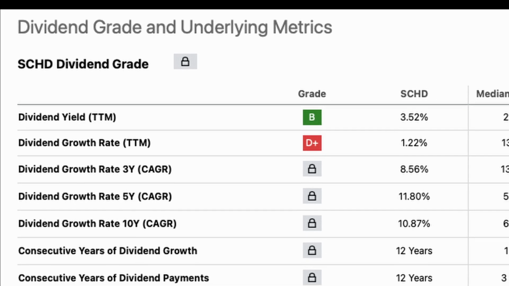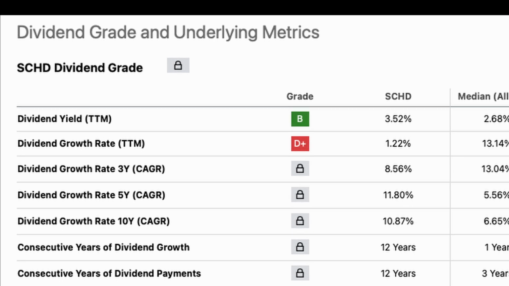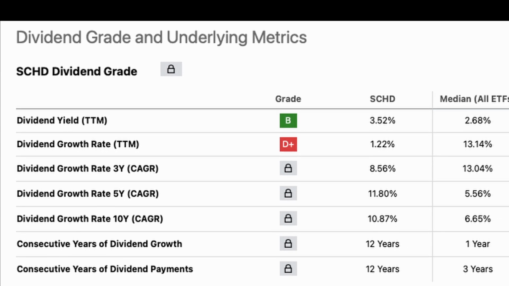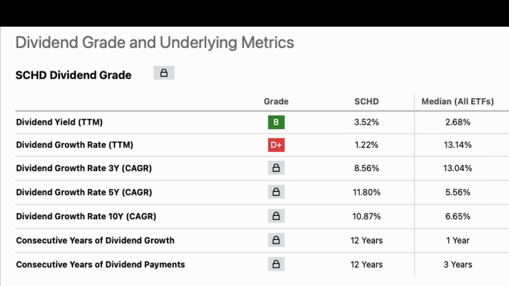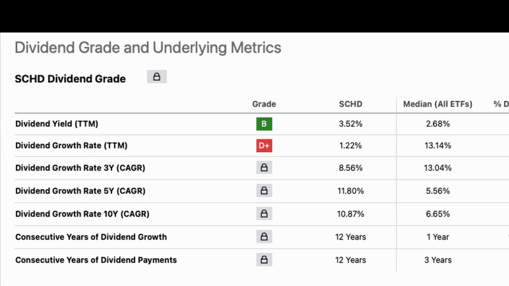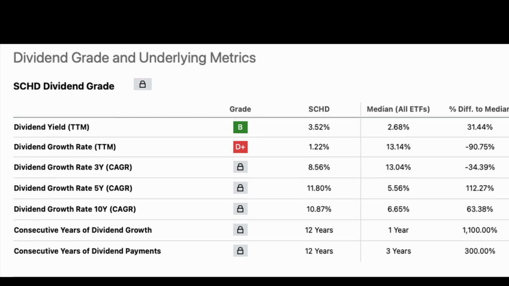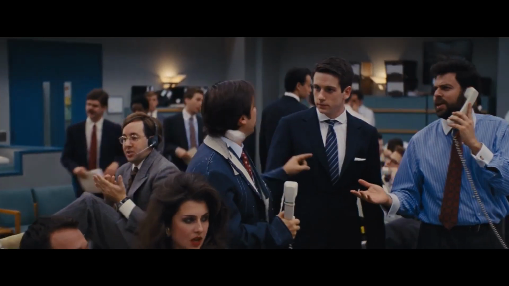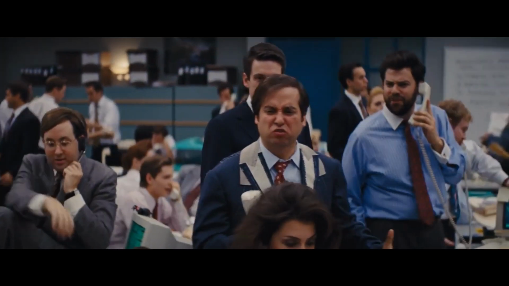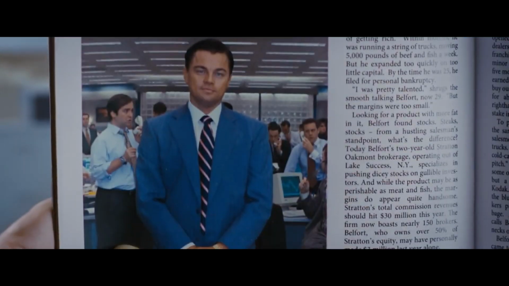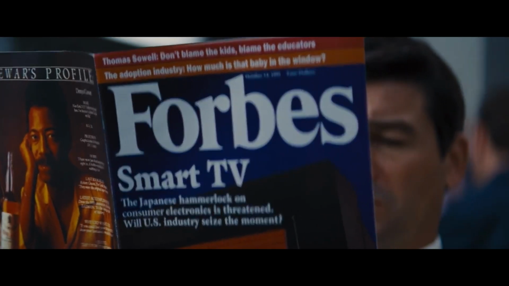Historically, SCHD has exhibited a trend of increasing dividend payments, mirroring the growing profitability and cash flow stability of its constituent companies. Notably, it boasts a promising 5-year dividend growth rate of 11.80%, enabling investors to potentially outpace inflation and increase their overall payouts. A primary appeal of SCHD is its focus on firms with a strong history of dividend payouts, crucial for investors seeking reliable income streams.